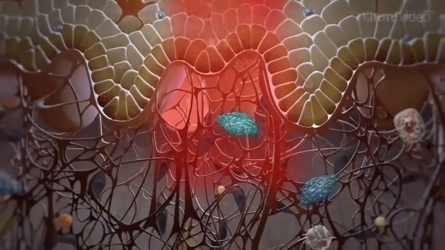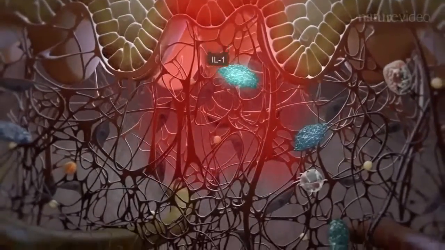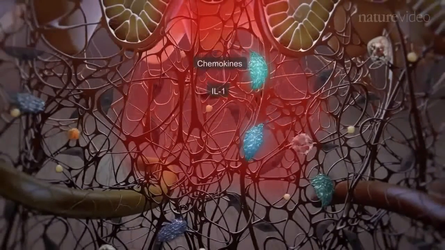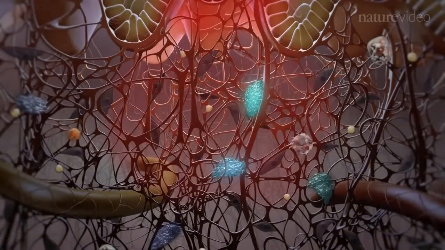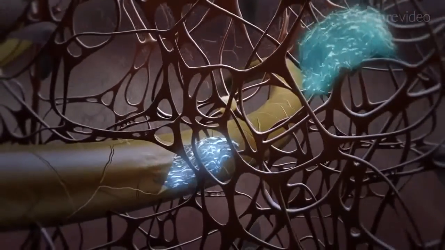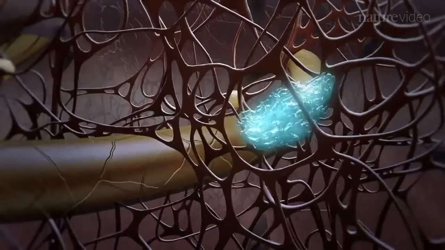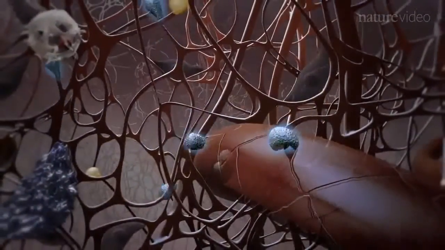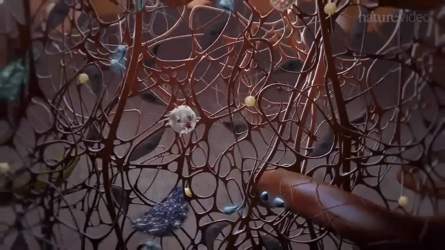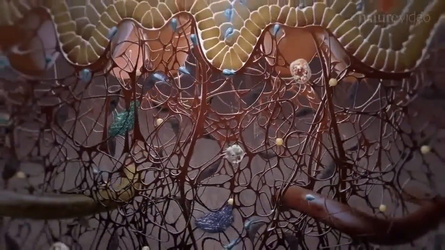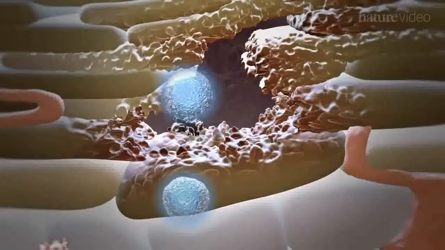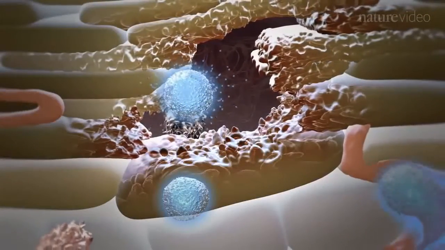Inflammatory mediators such as interleukin-1 or IL-1 activate dendritic cells, and chemokines recruit neutrophils, macrophages, and T cells. Activated dendritic cells migrate to the lymph nodes, where they present antigen from the site of infection to naive T cells, priming them to activate and differentiate into effector T cells. Activated T cells return to the skin and kill infected keratinocytes to control the virus.